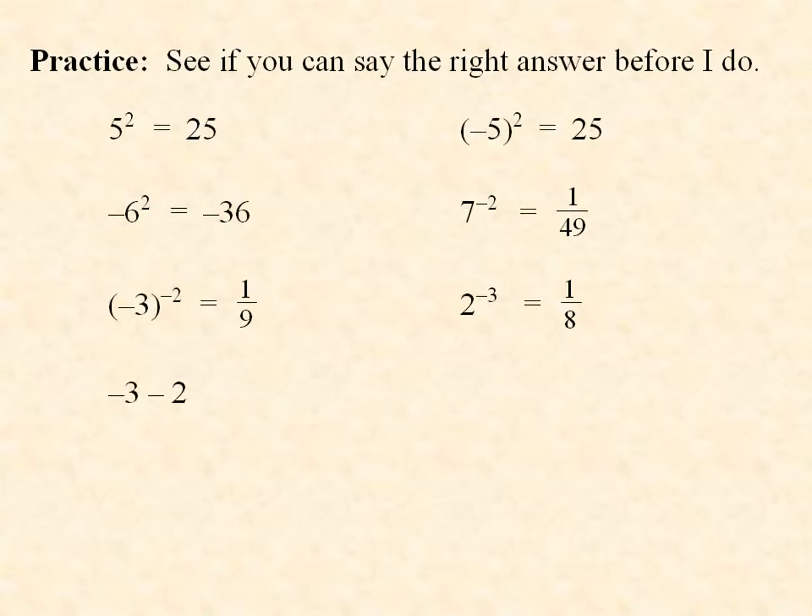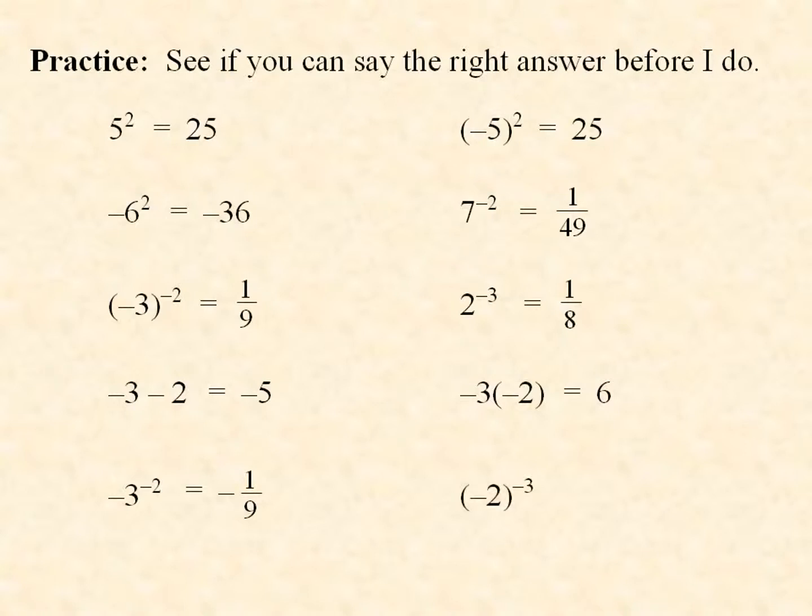What's this? Well, that's just negative 5. There's no exponent there. Negative 3 plus negative 2 is negative 5. How about this one? That's positive 6 because a negative times a negative is a positive. How about this? That's negative 1/9 because the minus sign belongs to the expression, not to the 3.